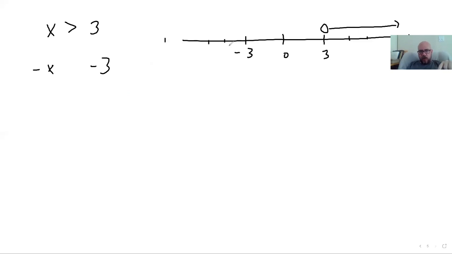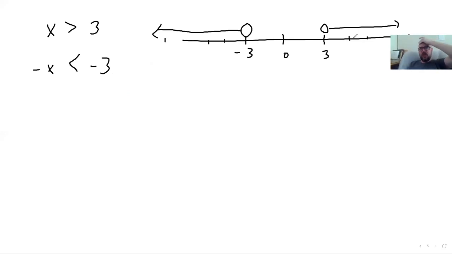So I'm looking at things that are over here. Right? So anything that's bigger than 3 when it's positive is smaller than -3 when it's negative. Right, so I'm looking at the things that are over here. What that means is that if x is greater than 3, negative x has to be less than -3.